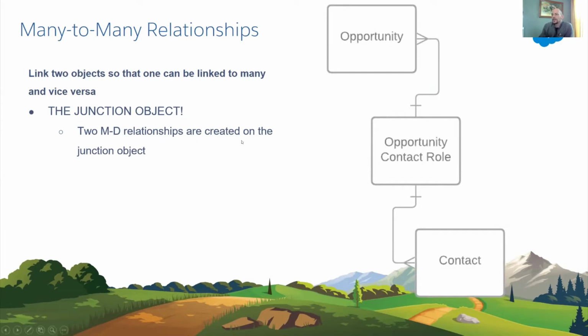So the master detail relationships are created on this junction object. There are 2 of them on the junction object that relate back to the detail records.